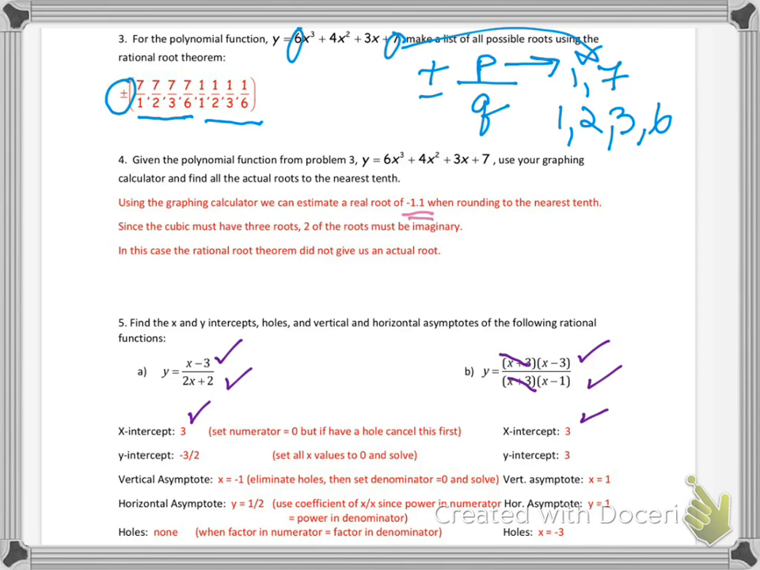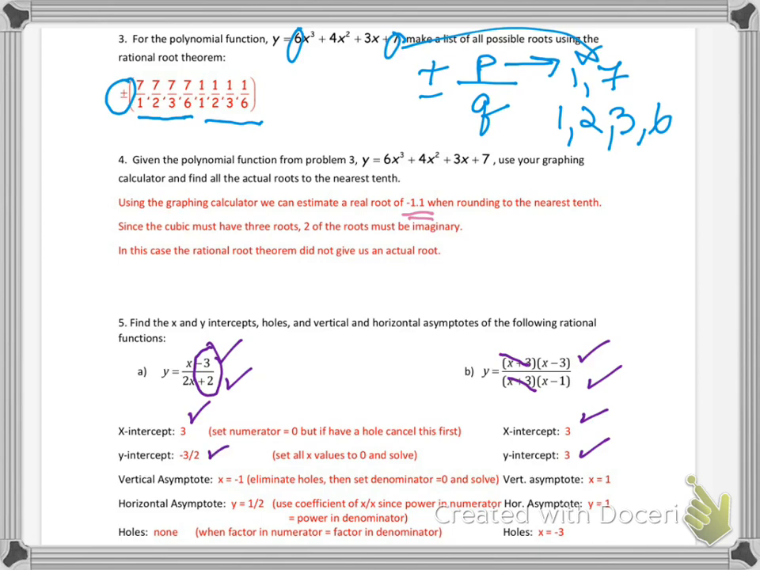To get your y-intercept, you're going to set all your x values to 0 and solve. Okay, so let's see what's going to happen here. Setting these to 0, I'm going to be left with this alone. So that's negative 3/2. Setting these to 0 after eliminating my hole, I end up with a negative 3 over a negative 1, which is a positive 3. Okay, so those are your intercepts.